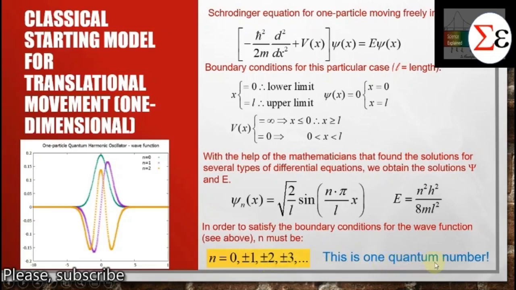This is one quantum number. The unique difference that we have to pay attention to is that the quantum number for the hydrogen atom begins with 1. It's only positive integers, okay? For the hydrogen atom, the principal quantum number is only positive integers beginning with 1. Here, for the one-dimensional translational movement of one particle, we have n that can be 0 and can be negative integers.